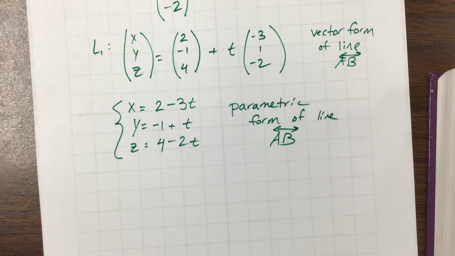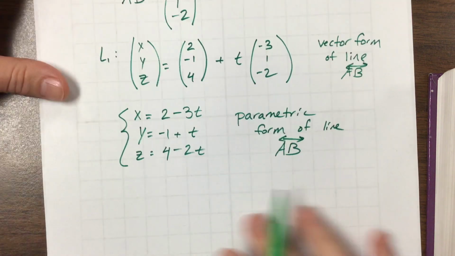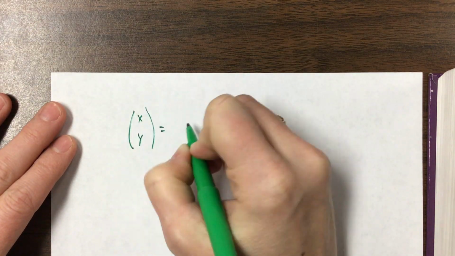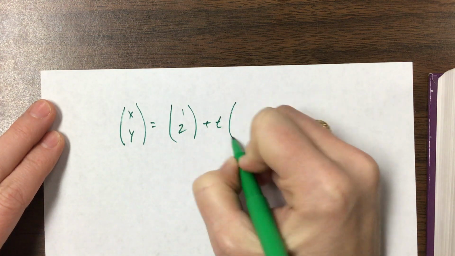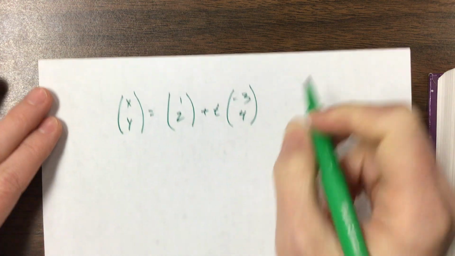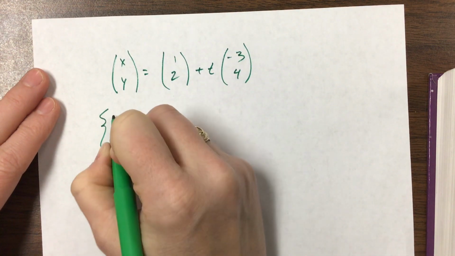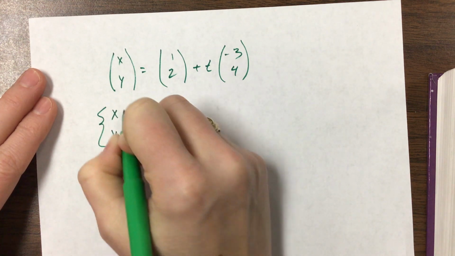Another thing we can do with this is manipulate it to get to the Cartesian form, or the rectangular form. Let me pause on the Cartesian for just a second. Let's say we're only in 2 dimensions, and let's say our x, y is equal to, I don't really care, 1, 2 plus t times negative 3, 4. I'm making something up. Okay, that was vector form. Here comes parametric form.